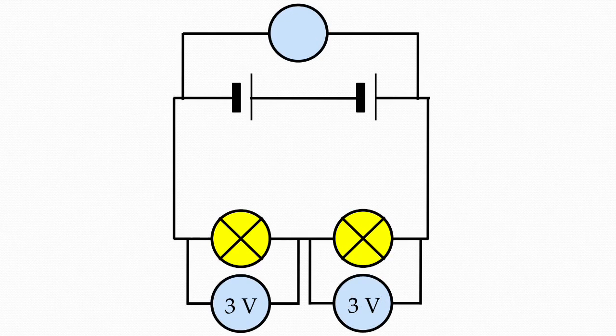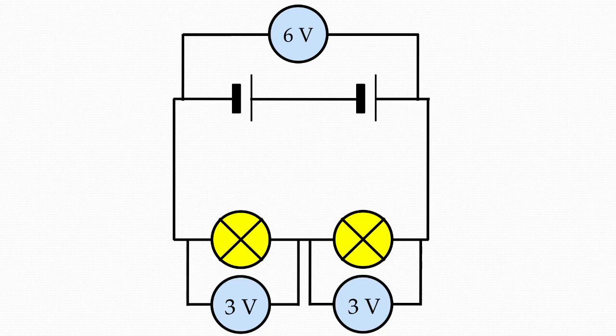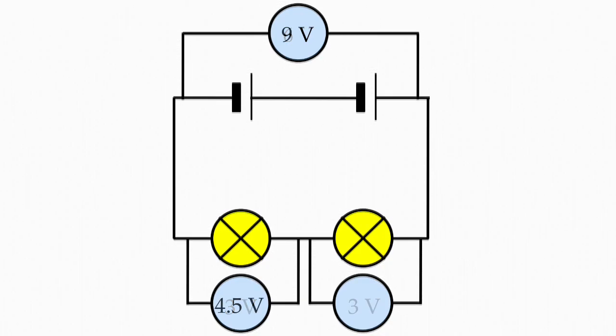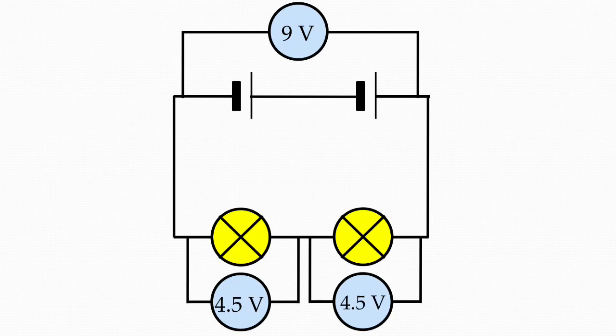The voltage across each bulb is 3 volts. What is the voltage across the 2 cells? The 2 cells together would produce 6 volts. What would the missing voltage be here? The answer would be 4.5 volts.